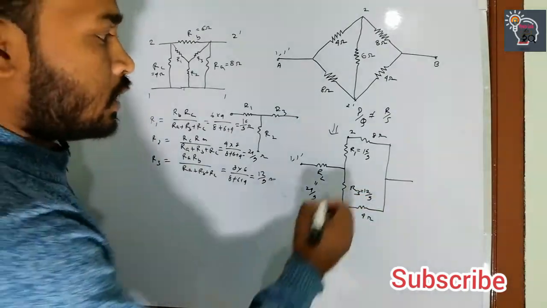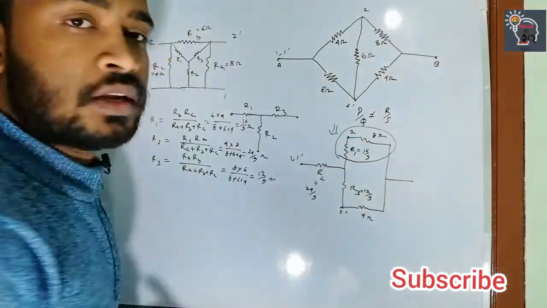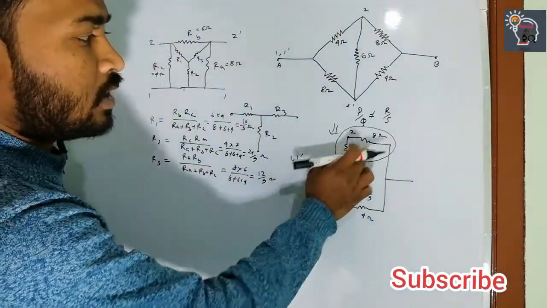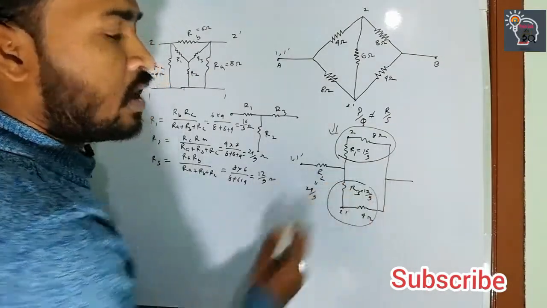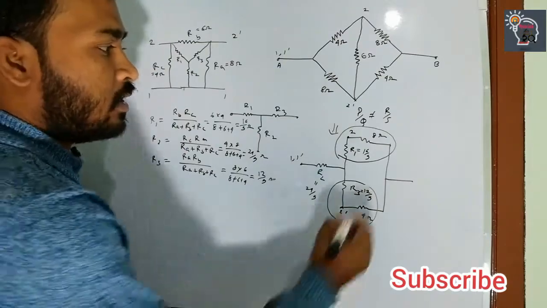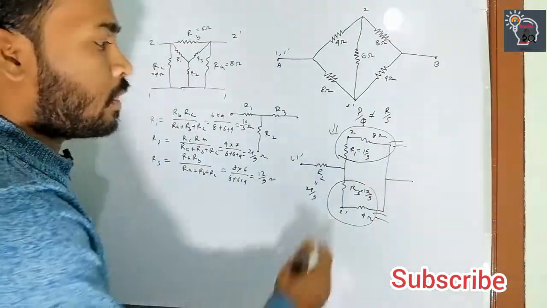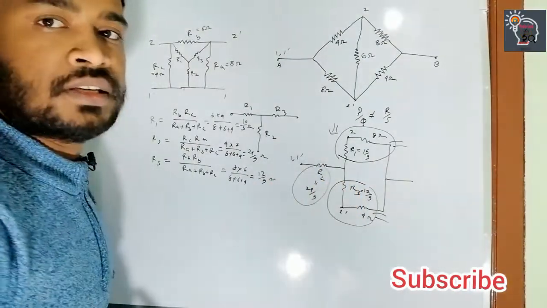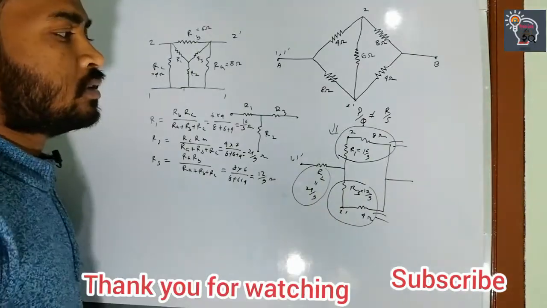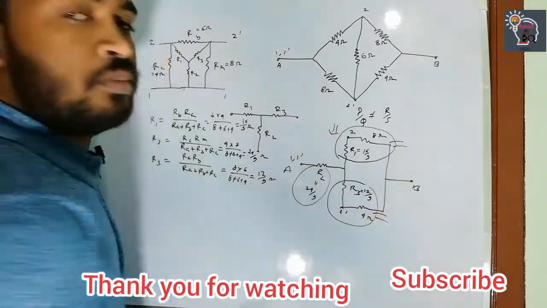Here we can see that R1 and 8 ohm are in series. R3 and 4 ohm are in series, and these two resistances are in parallel, and R2 is in series. So you can easily calculate the equivalent resistance between point A and point B.